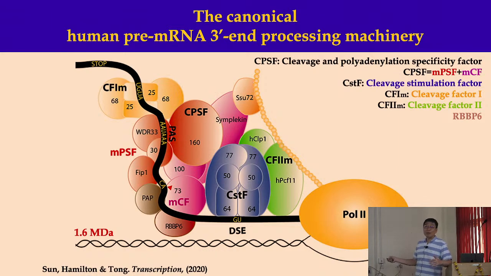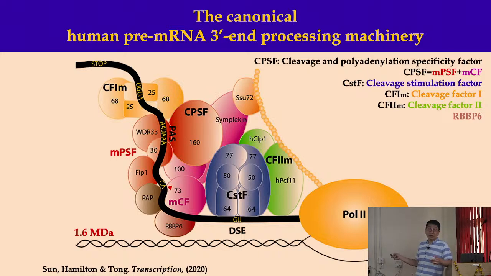So let me back up a little bit more. So here's the DNA template. Here's RNA polymerase II, transcribing the DNA into pre-mRNA, which is the big black thing here. Here's the stop codon of the mRNA. So this is a 3' UTR, untranslated region, typically.